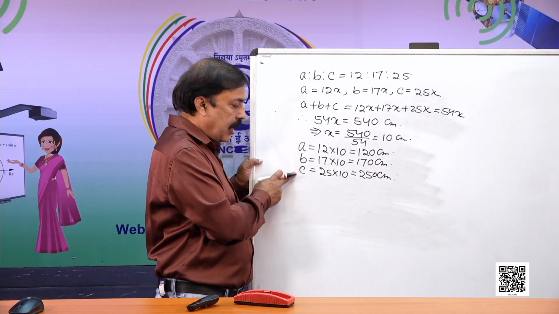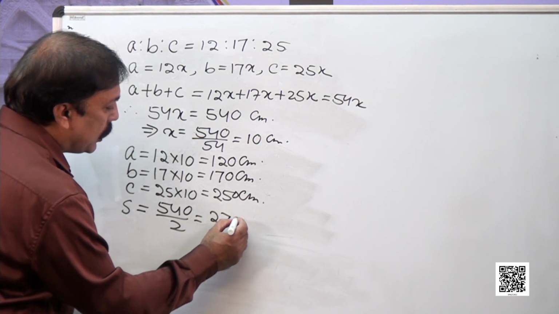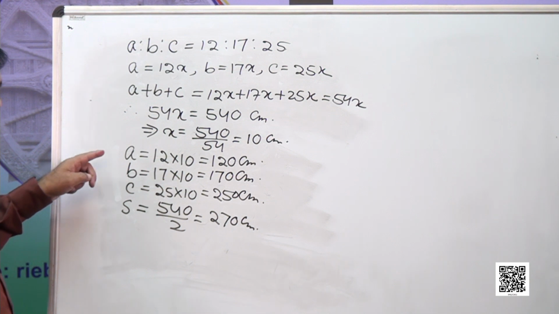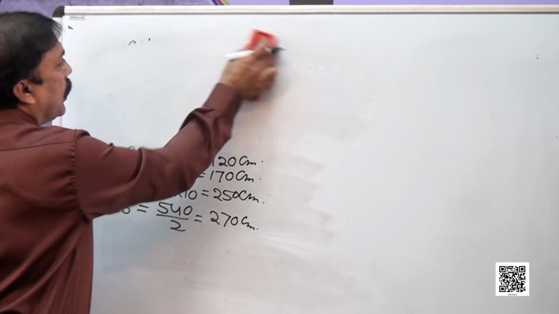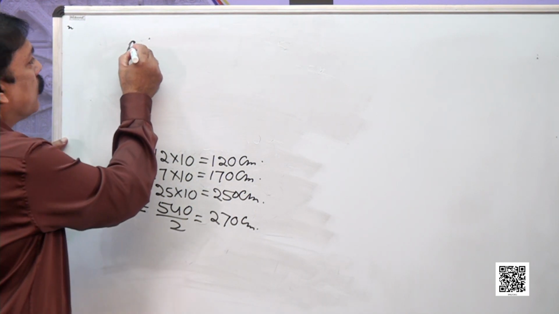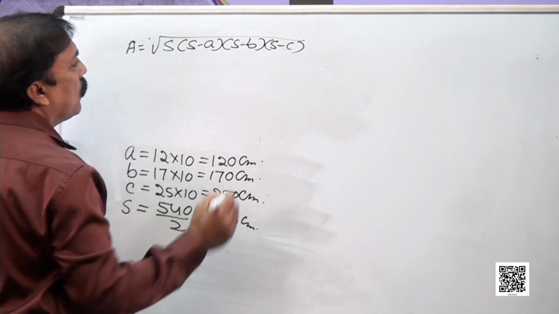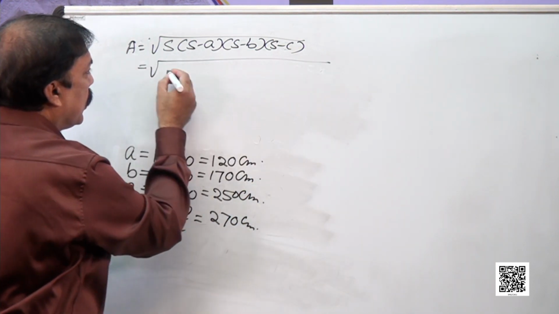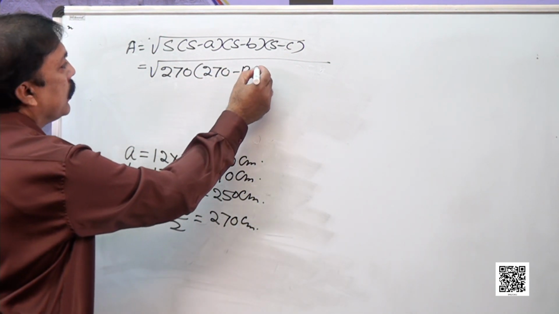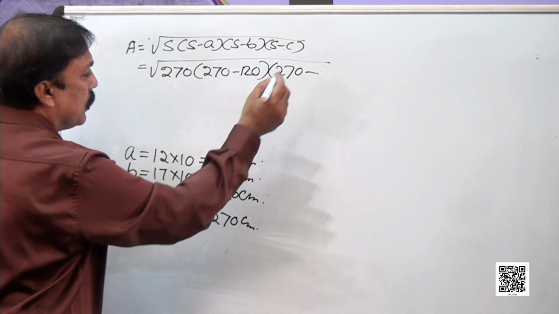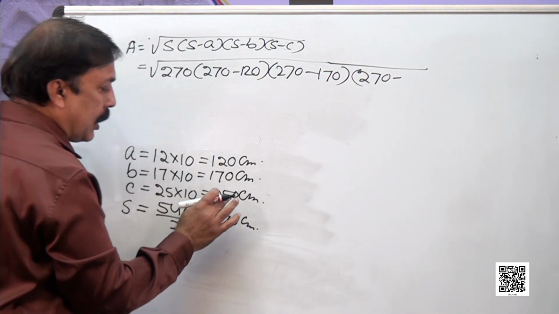Now we got a, b, c. Now what is s? s equal to perimeter by 2, that is 270 centimeter. Once we got a, b, c and s, we can easily find the area by using Heron's formula. What is that? Area is square root of s into s minus a into s minus b into s minus c. Now you see s is 270 and 270 minus a is 120. Then 270 minus b is 170 and 270 minus c is 250.